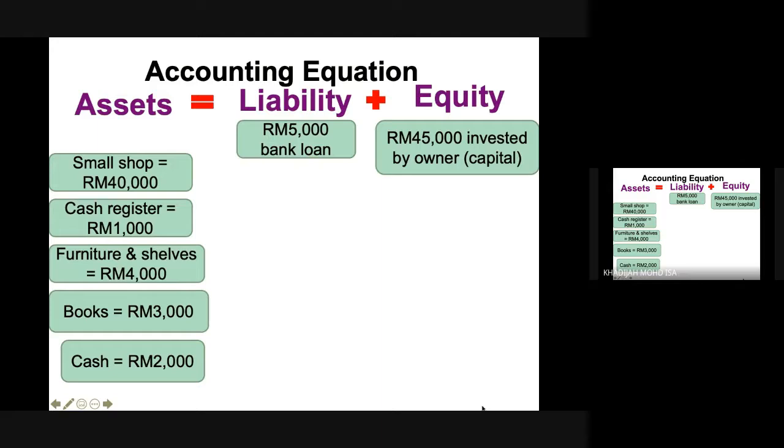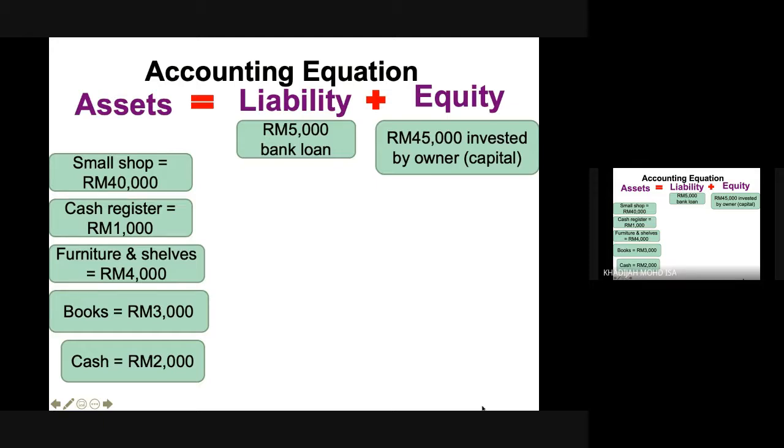Okay, let's look at your asset side. How much asset do you have? You have a small shop of 40,000 plus cash register of 1,000, furniture and shelf of 4,000, books 3,000, and you also have cash of 2,000. So how much do you have? 40 plus 1 is 41, 45, 48, and 50,000. So how much asset do you have? 50,000. Right, this 50,000 is what we call asset represented by.